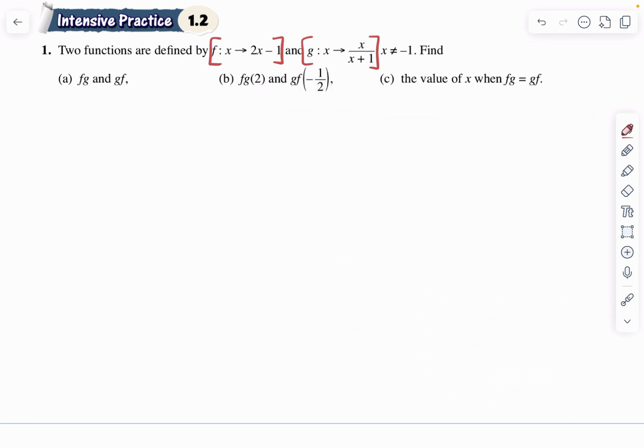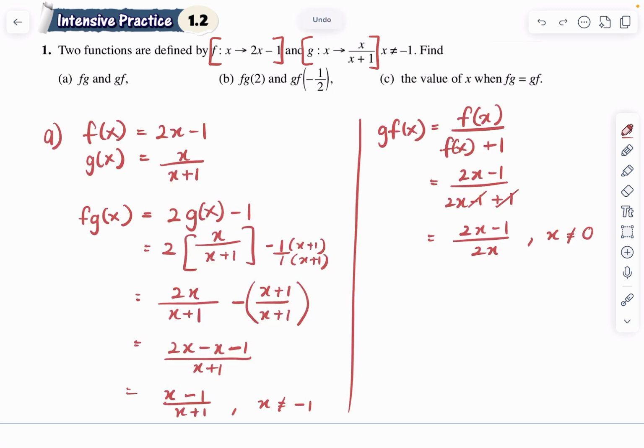Alright, next, B. Oh, wait, let's write this down. So fg(x) equals x minus 1 over x plus 1. And gf(x) is 2x minus 1 over 2x. Okay, now we can delete.